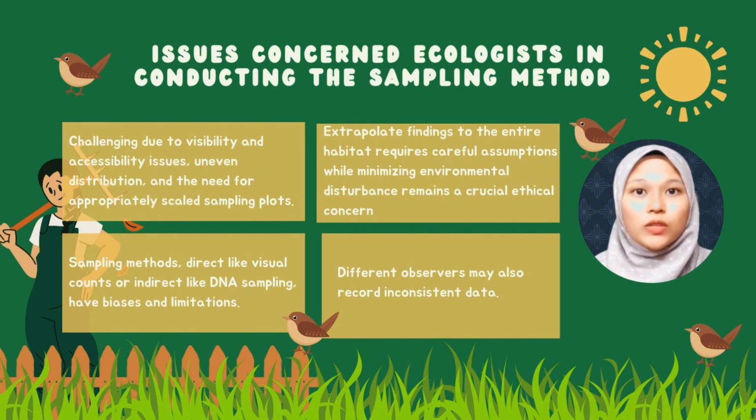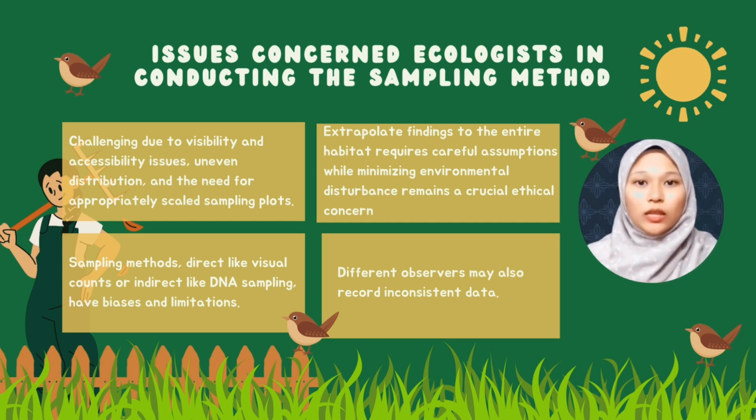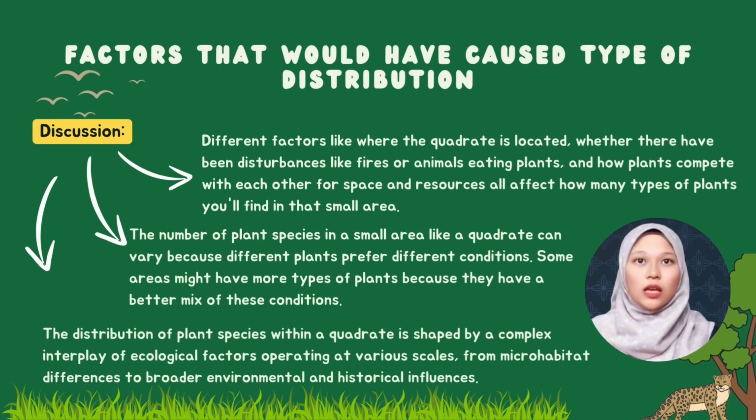First, challenges due to visibility and accessibility, issues of uneven distribution, and the need for appropriately sized sampling plots. Second is the sampling method, direct like visual counts or indirect like DNA sampling, which have biases and limitations. Third, extrapolating findings to the entire habitat requires careful assumptions while minimizing environmental risk. These two remain crucial ethical concerns. And the last one is that different observers may also record inconsistent data. And next, the factors that cause the distribution.